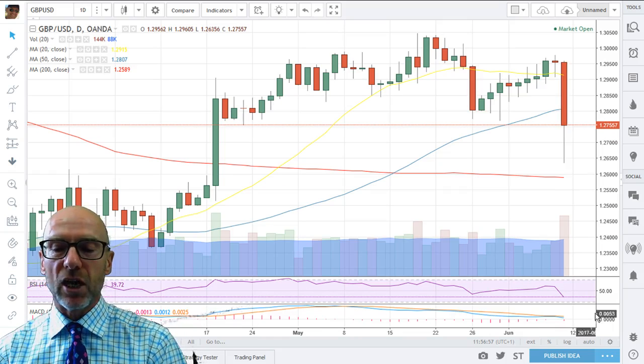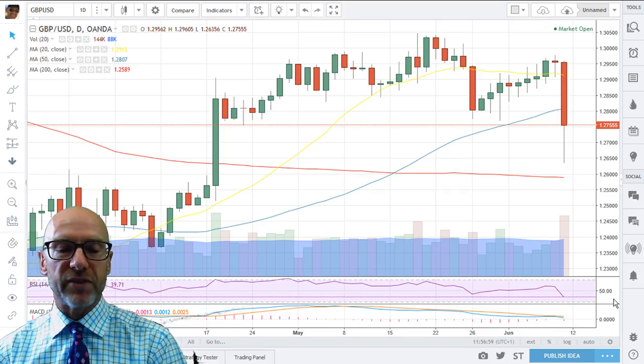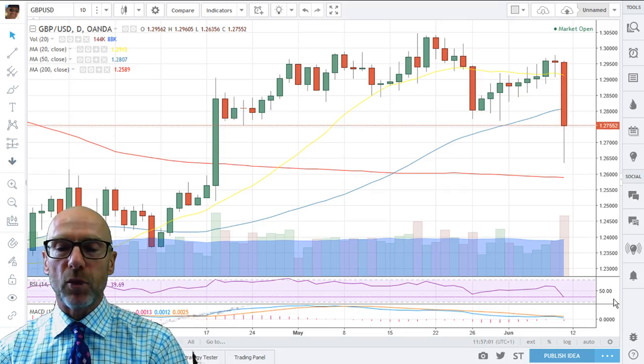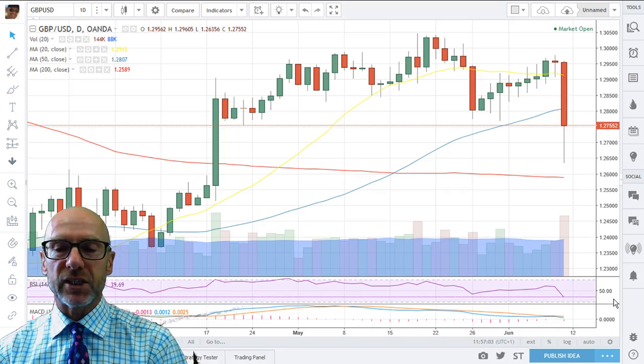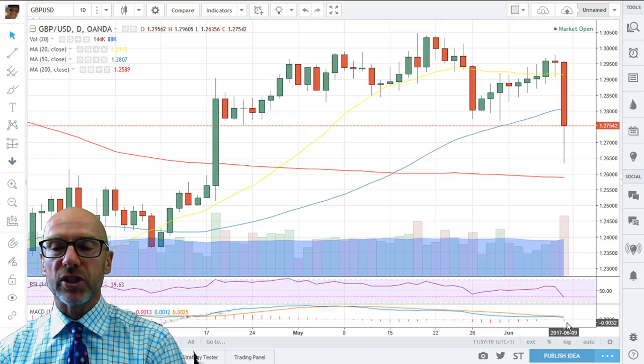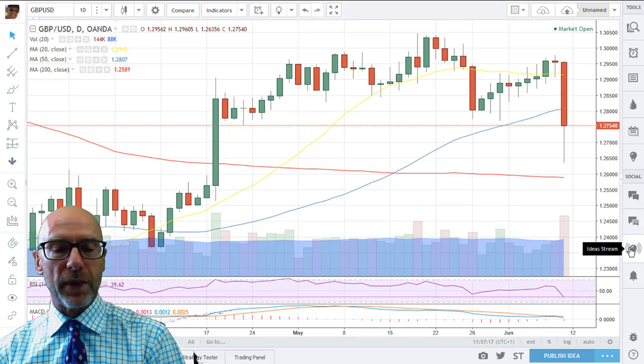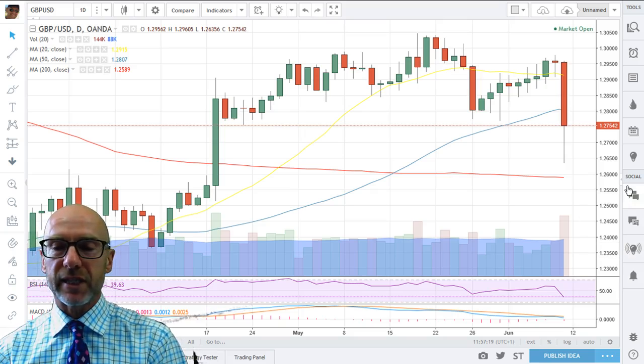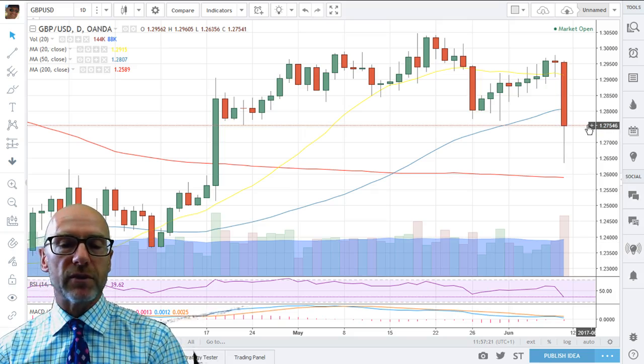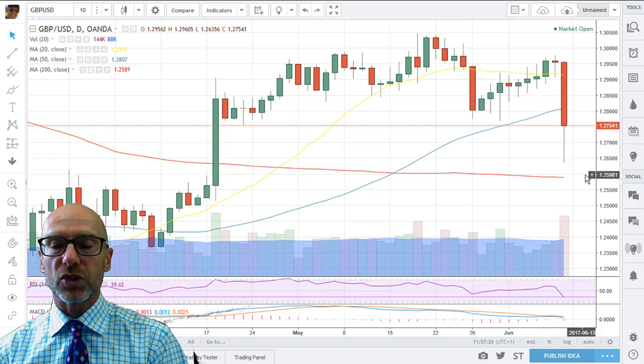You can see that the RSI did dip below 50 on the fall, to 39.71, which is indicative of negative momentum, and the MACD as well have diverged to the downside, indicating negative momentum. What would you expect from a chart like that? Really, one would expect further downside, maybe drift towards that support at the 200-day.